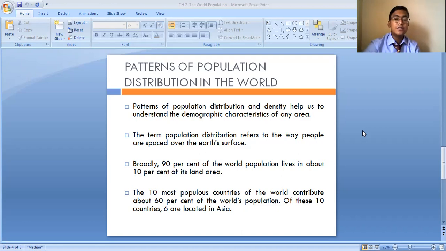Out of these 10 countries, 6 are located in Asia. So you can imagine that Asia is very largely populated, because out of the 10 countries having 60% of the total population, 6 are in Asia. Let us have a look at which are these top 10 populous countries, and which are the Asian countries.